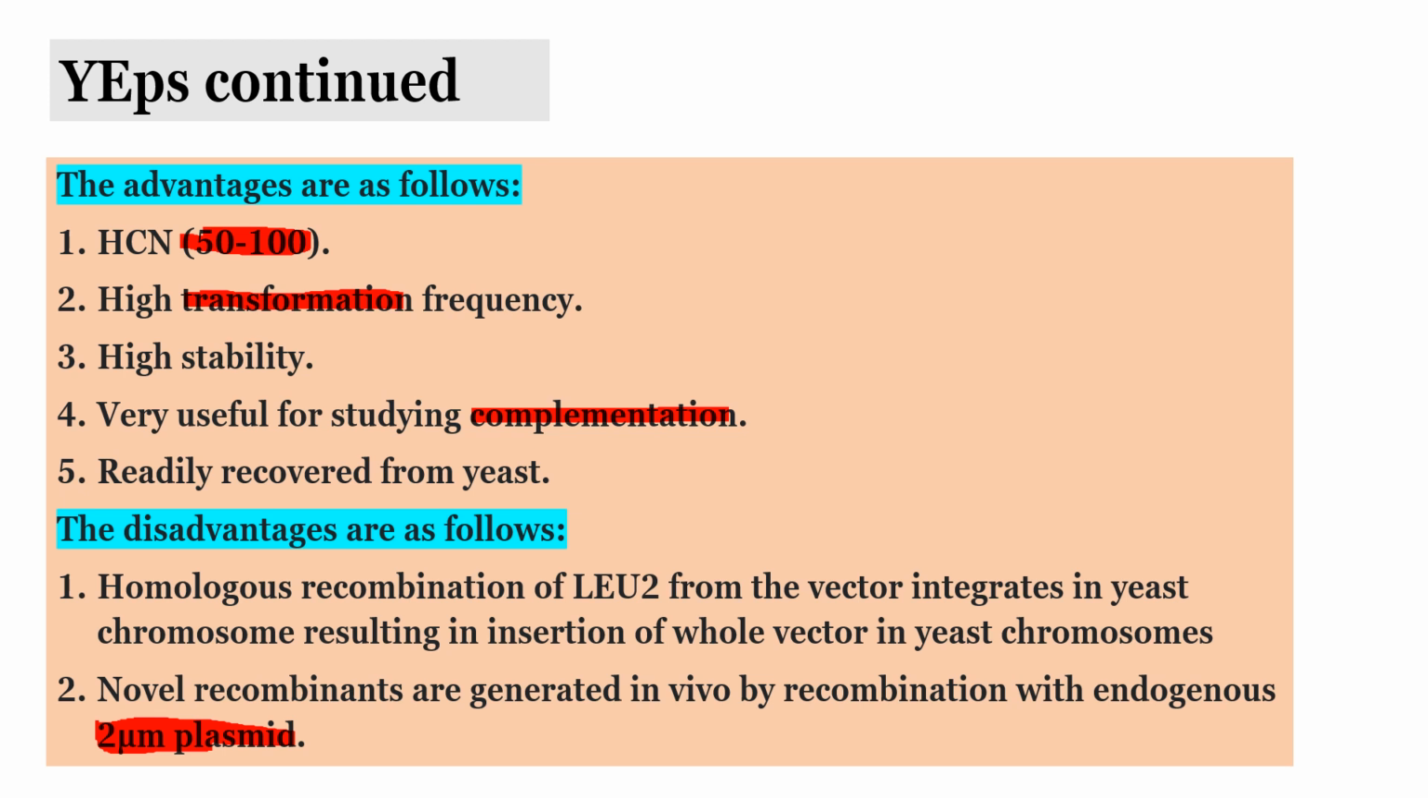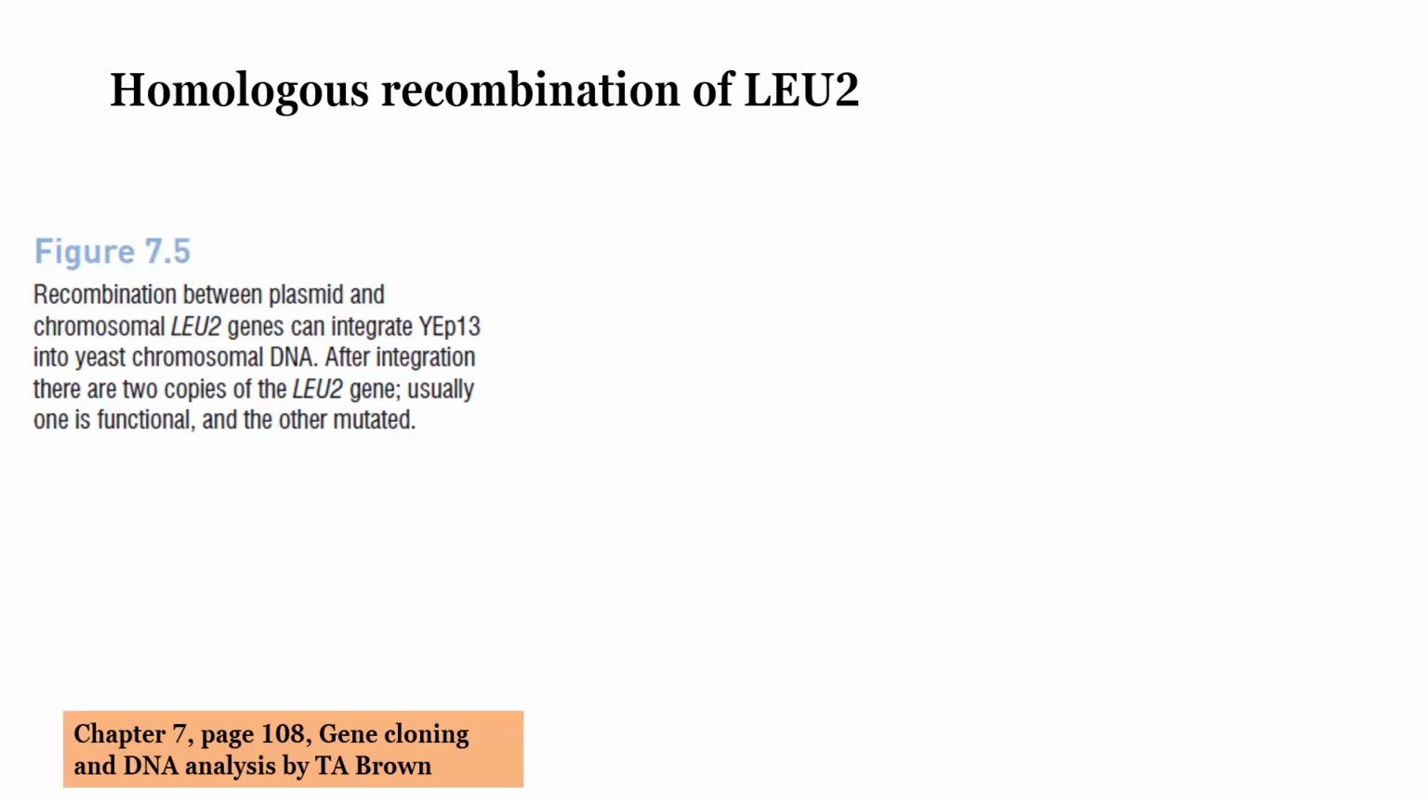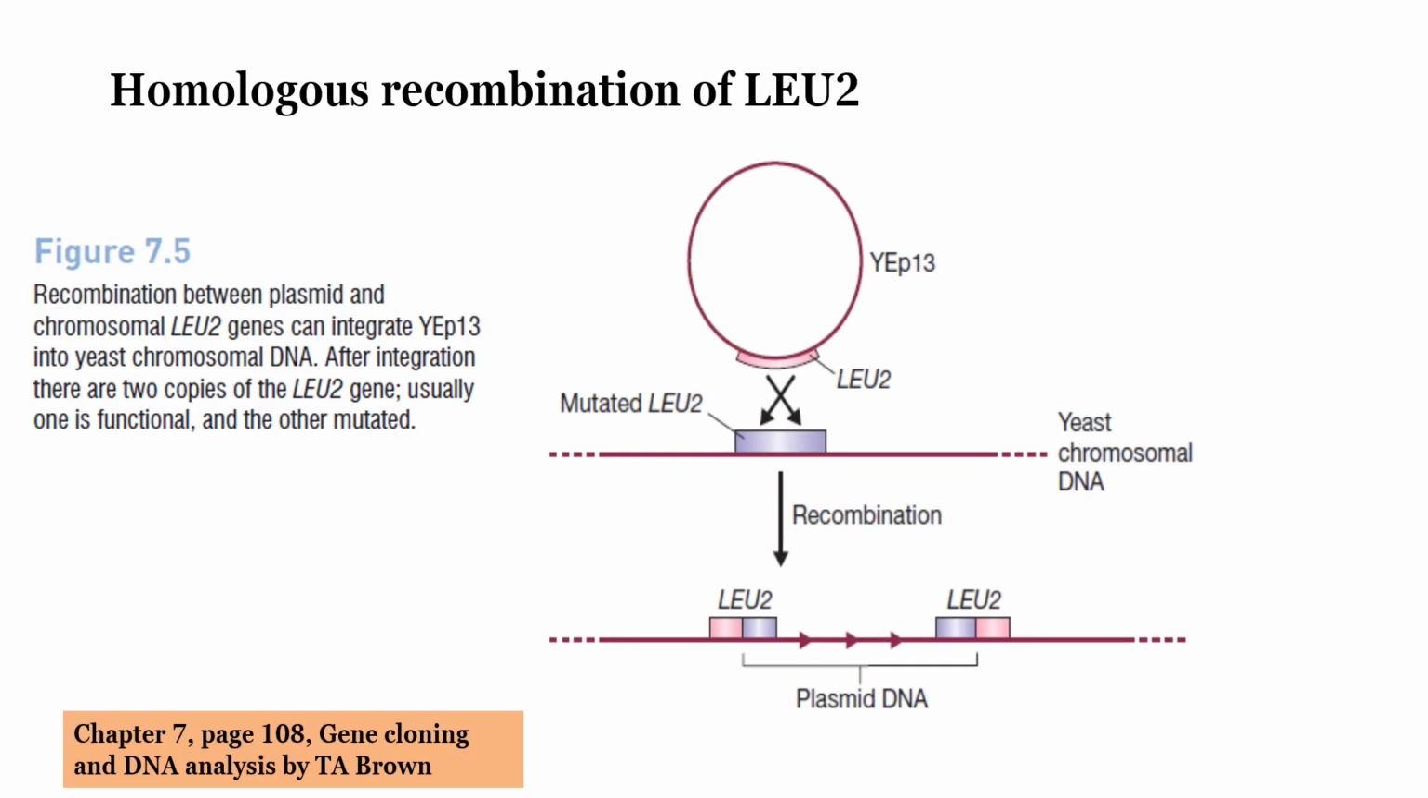The second thing is homologous recombination. What is the disadvantage of this homologous recombination? We are just going to see in the next slide. So, suppose this is our vector. If you see here, it has the LEU2 gene. Now this is our YEP13 vector. We didn't put anything else. We are just showing the LEU2 gene here so that we can understand what homologous recombination is and what is the consequence of this homologous recombination in this case.